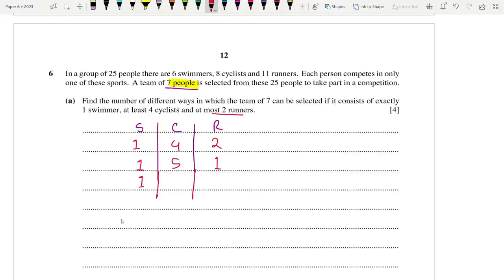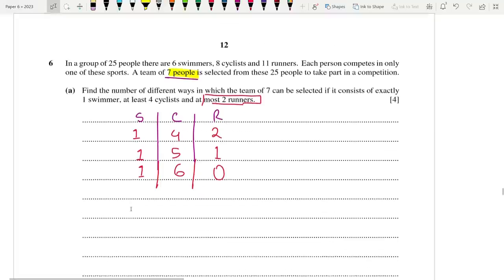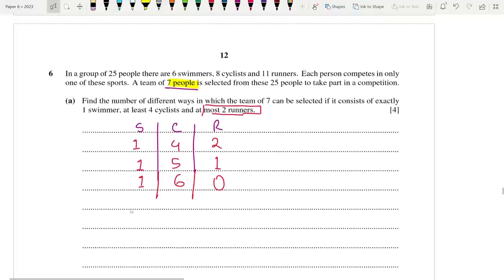One swimmer. They didn't say that you need to pick at least one runner. Each person competes in one. We could even have 0 runners, right? So in that case you'd have 6 cyclists, because we can have at most 2 runners, but the lower end was not mentioned. So what is this?